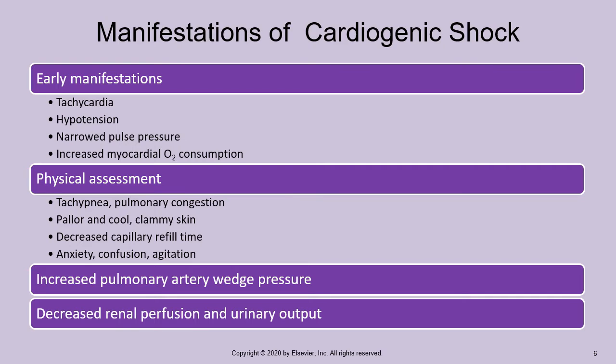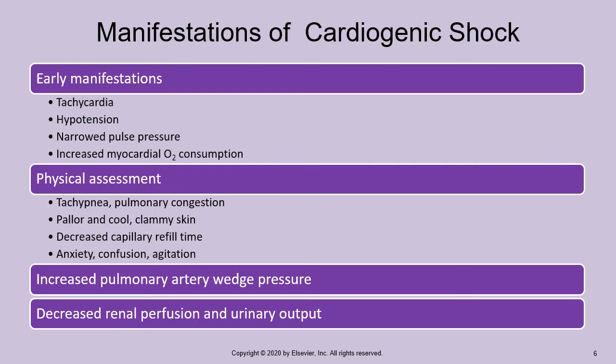On assessment, the patient is tachypneic and has crackles on auscultation of breath sounds because of pulmonary congestion. The hemodynamic profile shows an increase in the pulmonary artery wedge pressure, or the PAWP, stroke volume variation, or the SVV, and pulmonary vascular resistance. Signs of peripheral hypoperfusion such as cyanosis, pallor, diaphoresis, weak peripheral pulses, cool and clammy skin, and delayed capillary refill, along with water retention and decreased urinary output.